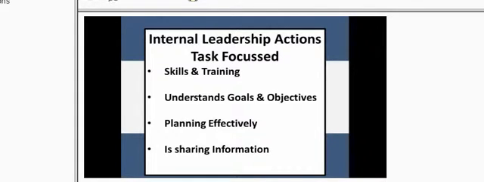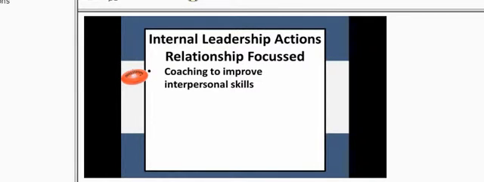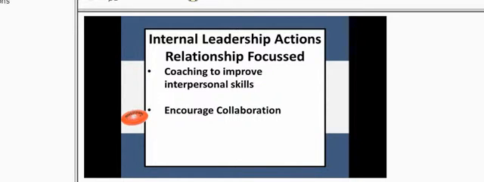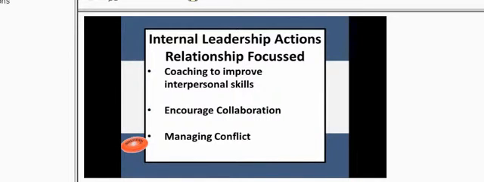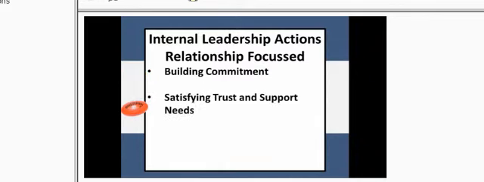Internal relationship actions focus on improving relationships between team members. These actions encourage good teamwork and collaboration through fostering positive relationships and good communication. Some internal relationship-focused leadership actions suggested in the HAO model for team leadership include coaching to improve interpersonal skills, encouraging collaboration amongst team members, managing conflicts amongst team members to reduce personal conflict but to still allow intellectual conflict and avoid groupthink, building team commitment and satisfying the trust and support needs of team members.